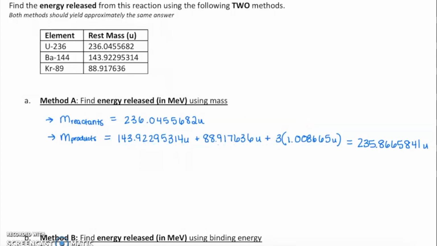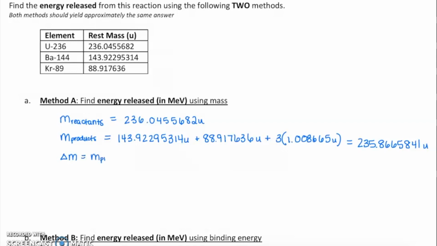And right off the bat, you can see that there is a difference in mass. My reactants had 236 and some decimals, and the mass of my products was 235 and some decimals. So we have quote unquote lost mass. I put quotes around that because we know that mass isn't really gone. That mass goes somewhere. That mass is going to be converted into energy that's released in the reaction. So let's go ahead and find what exactly that change in mass is.